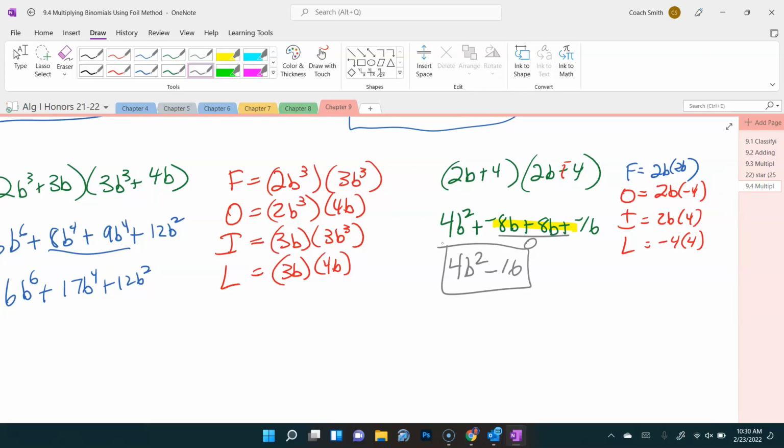16. There are a couple of them that you'll get a binomial as your answer instead of the trinomial. Okay. Now, the only reason that was is because this is a plus and a negative, and these terms are exactly the same. The only time it will occur. Okay, we'll learn more about that tomorrow.